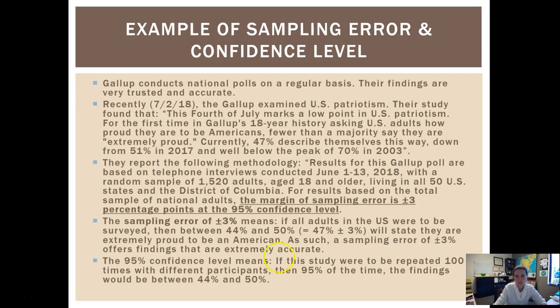Again, the Gallup is very, very accurate, and the sampling error means that rather than only sampling these 1,520 adults, if you sampled everybody in that population, so all adults in the United States, then your findings would be within 3 percentage points of the findings from the study. And if you repeated it 100 times, that confidence level of 95% means that out of those 100 times, 95% of the time, your findings will be within this range.